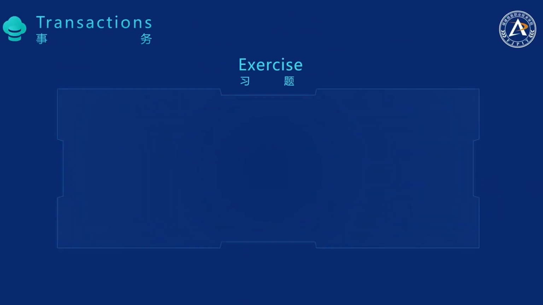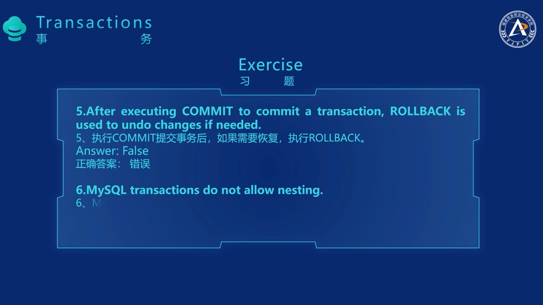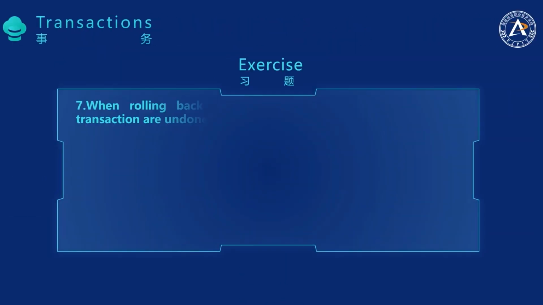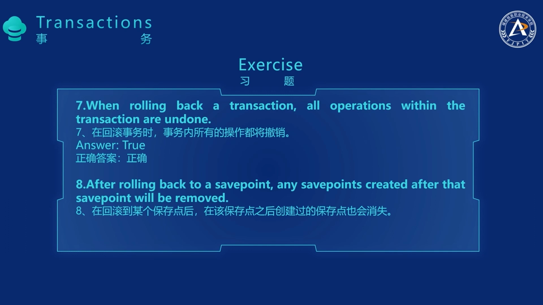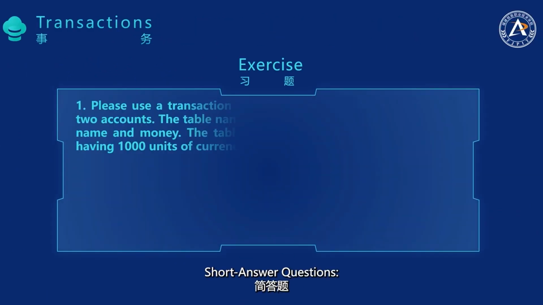Fifth, after executing commit to commit a transaction, rollback is used to undo changes if needed. Answer: false. Sixth, MySQL transactions do not allow nesting. Answer: true. Seventh, when rolling back a transaction, all operations within the transaction are undone. Answer: true. Eighth, after rolling back to a save point, any save points created after that save point will be removed. Answer: true.